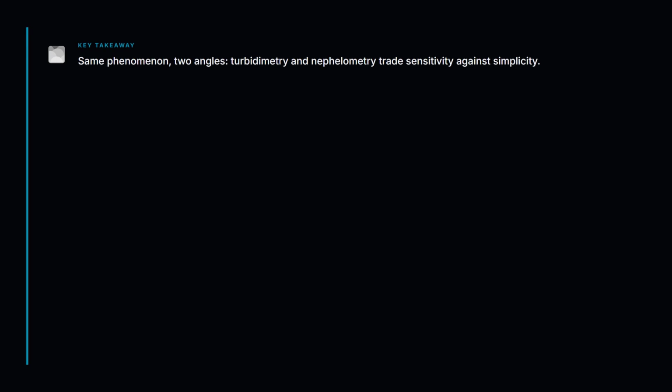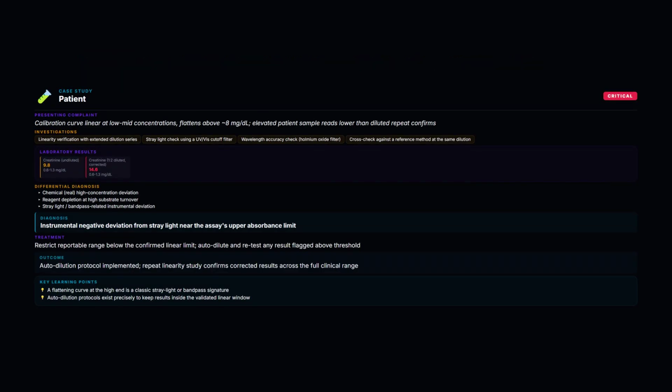Let's close with a real troubleshooting scenario. A creatinine assay's calibration curve looks perfectly linear at low to mid concentrations, but flattens out at the high end. A patient sample with markedly elevated creatinine keeps coming back lower than a manually diluted repeat confirms it should be. Work the decision the way technical staff actually should.